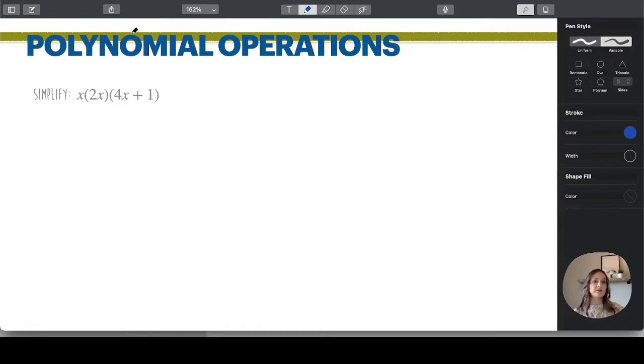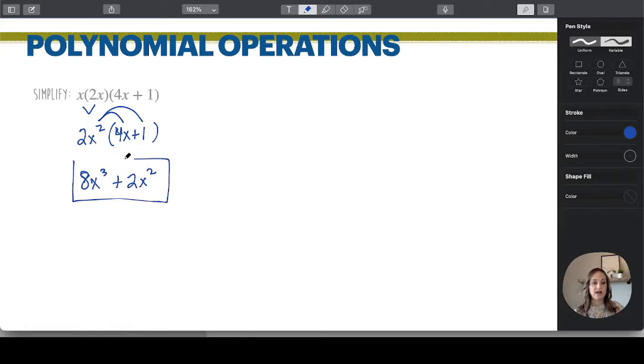In this case, in order to simplify, we're going to need to first multiply. So I'm going to multiply x times 2x first to give me 2x squared. And now I'm going to multiply that by the next parentheses, which is 4x plus 1. So 2x squared times 4x will give me an 8x cubed, because 2 times 4 is 8, and x squared times x is x cubed. And now 2x squared times 1 would give me a 2x squared, and that would be our final answer.